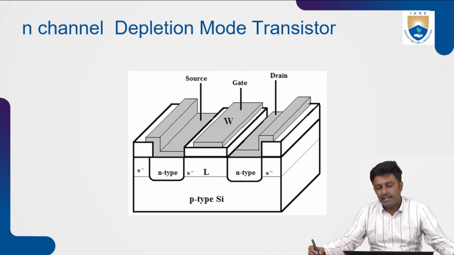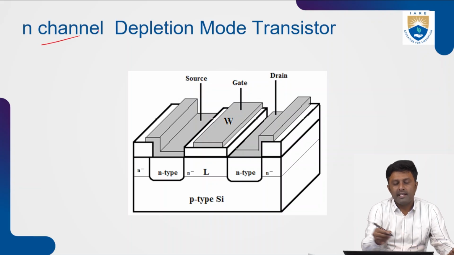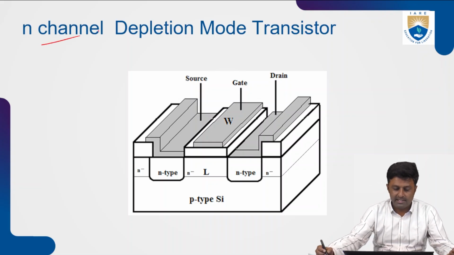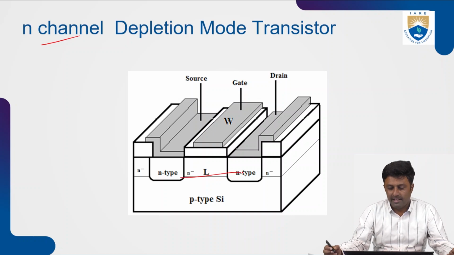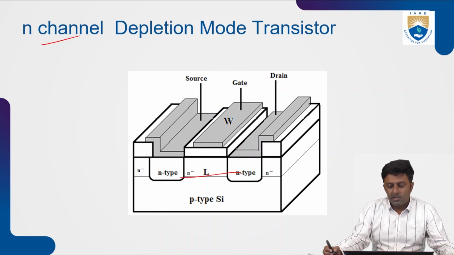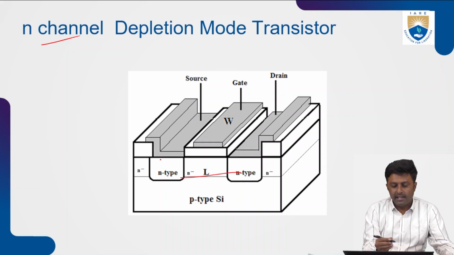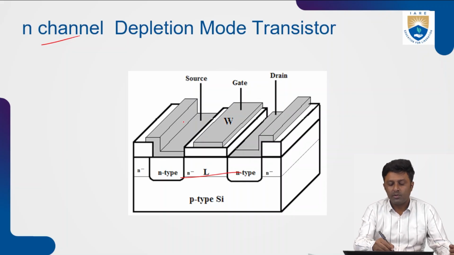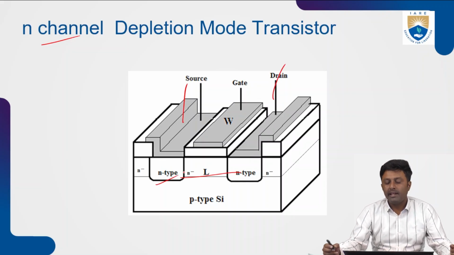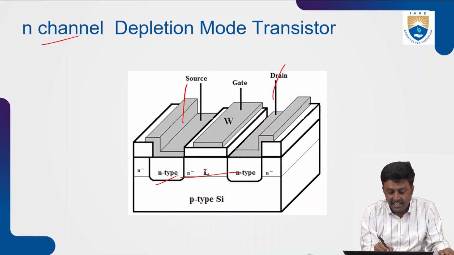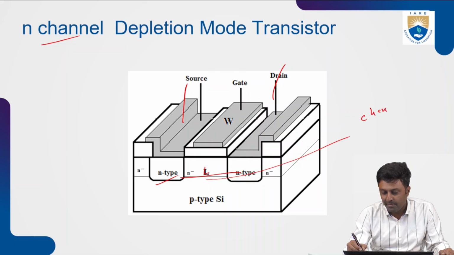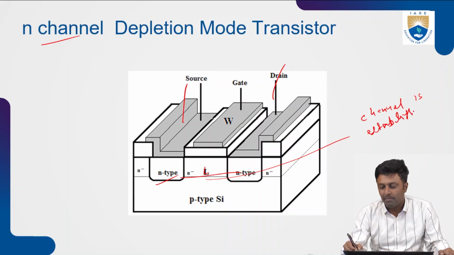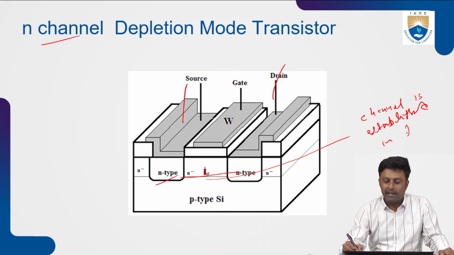Now we'll see the depletion type transistor. Here you can see the N-channel depletion mode transistor. As you can see, the channel is established here. That is the only difference. In the N-channel depletion type transistor, the source and drain terminals are heavily doped with N-type material, and here the channel length is L. That is called the channel length. The channel is present here, established in the beginning itself.